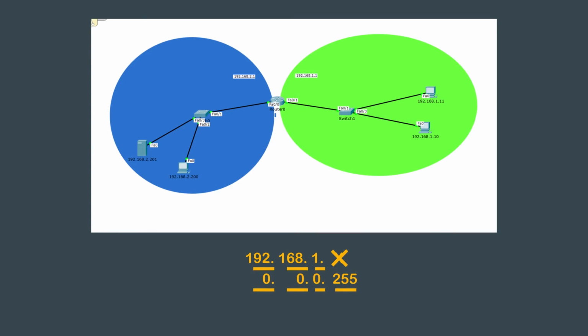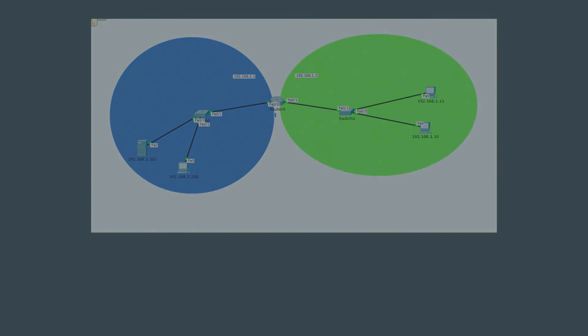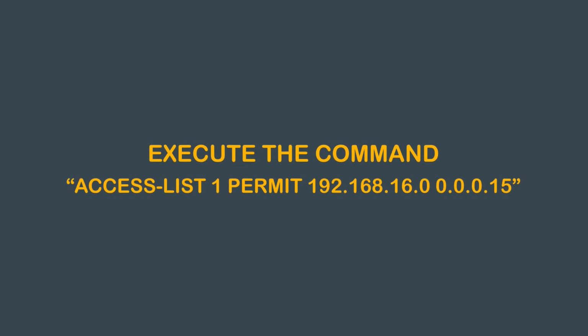As a side note, wildcard bits can also be constructed to filter entire subnets. For example, consider we need to permit 192.168.16.0 with a subnet mask of 255.255.255.240. To do this, simply subtract the subnet mask from 255.255.255.255, which will give us 0.0.0.15. For this example, we would execute the following command.